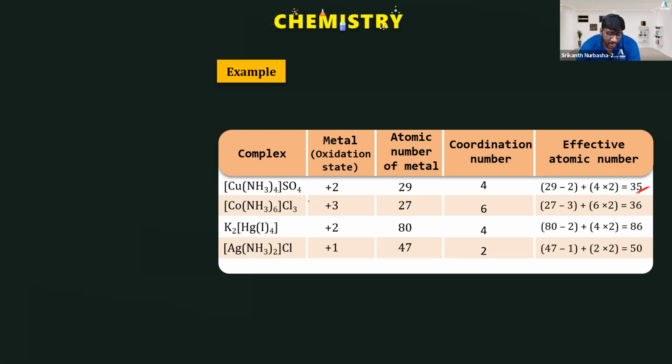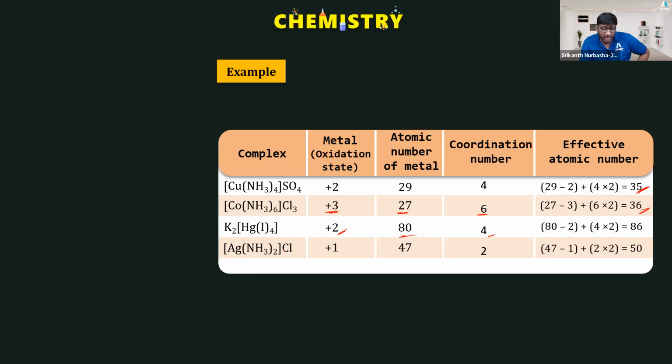Co(NH3)6Cl3. Cobalt is in which oxidation state? +3 state. Atomic number of cobalt is 27. Coordination number is 6, ammonia 6. So now apply the formula: 27 minus 3 plus 6 into 2, that is equal to 36. Next, K2HgI4. Metal oxidation state is +2, atomic number of the metal is 80. Coordination number is 4 because 4 iodines are there. So 80 minus 2 plus 4 into 2, that is equal to 86.